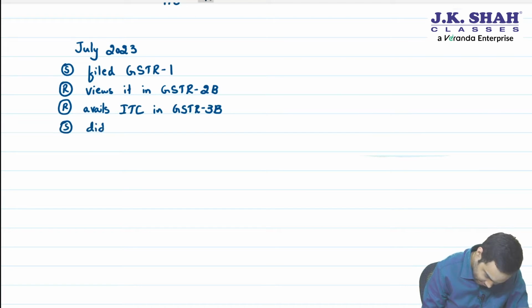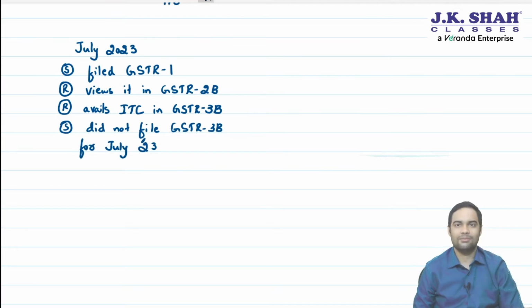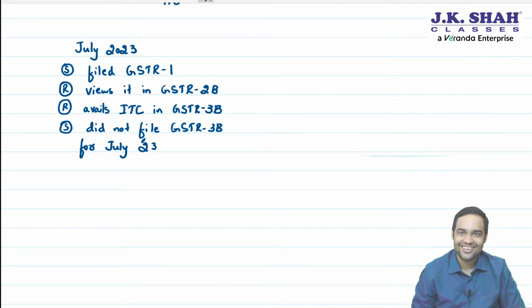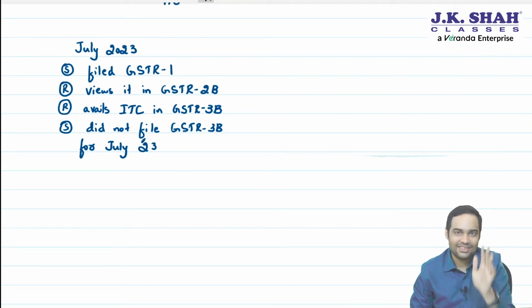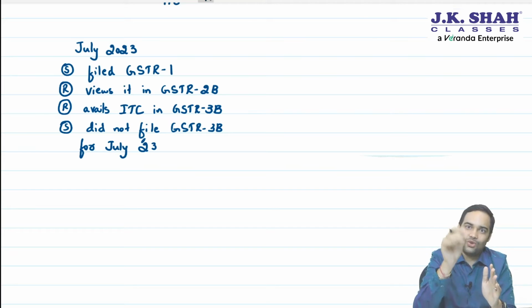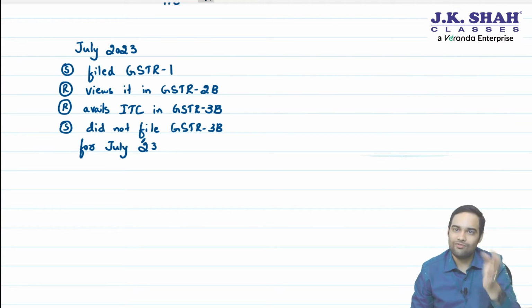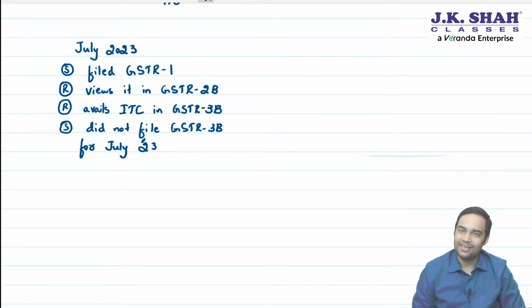Supplier did not file GSTR-3B for July. Now, if you notice carefully, supplier has not filed 3B. That means government has not got its taxes. But you would have availed ITC. You have utilized it also. But supplier has not yet paid the tax to government. Now, the provisions are very clear that if a person does not file 3B, next month he will not be allowed to file 1. So you will get to know with time that this supplier has not filed 3B.